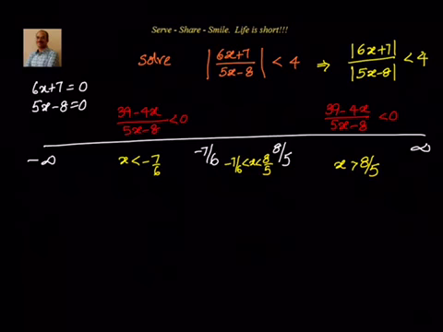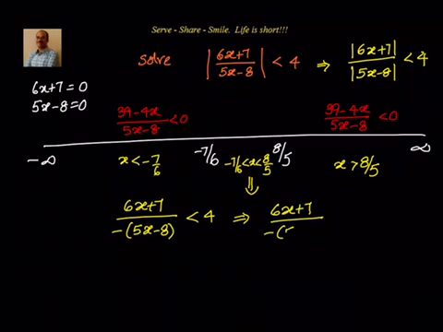Now let's take the case where x is between minus 7 by 6 and 8 by 5. We said that in that case 6x plus 7 will be 6x plus 7 only, but the denominator, the absolute value of 5x minus 8, is minus of 5x minus 8, less than 4. So let's try to simplify that. This is nothing but 6x plus 7 divided by minus of 5x minus 8, minus 4, less than 0.